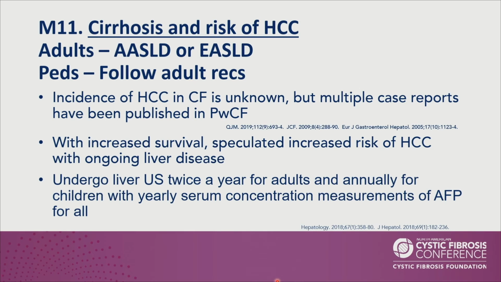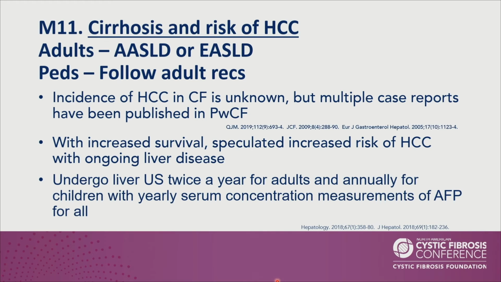In terms of cirrhosis and the risk of hepatocellular carcinoma, the recommendations for adults are again to follow AASLD or EASL guidelines, and for pediatrics, again, not clear recommendations, but to follow our adult recommendations. While the incidence of hepatocellular carcinoma in CF and cirrhosis is unknown, there are multiple case reports in the literature indicating that it does exist. And we know that there is an increased incidence of GI cancers in our patients with CF as they're getting older. And so we suspect with increased survival, there's going to be increased risk of hepatocellular carcinoma with ongoing liver disease.